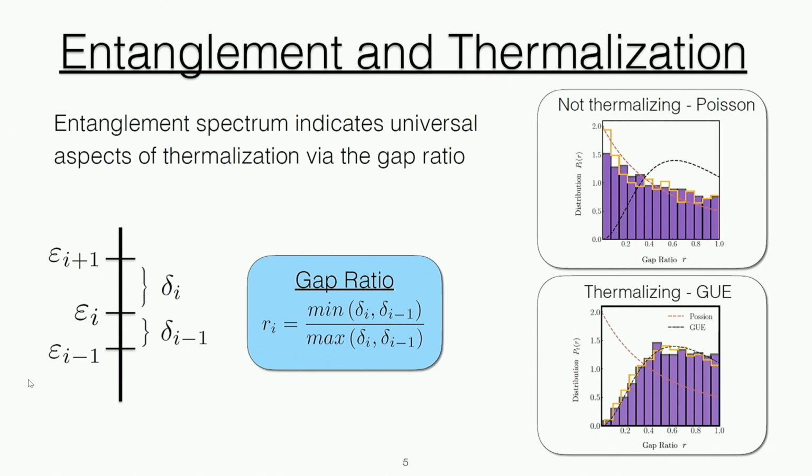For a system that doesn't thermalize, this distribution will be Poisson. And it's important to note that this Poisson distribution is peaked at r equals 0, which means that in this case, your levels are really happy to sit right on top of one another. For a thermalizing system, you'll see Gaussian unitary statistics. And importantly, this distribution is very close to 0 at r equals 0, which means that on average, your levels want to be far away from one another, because there's correlations induced by the dynamics.